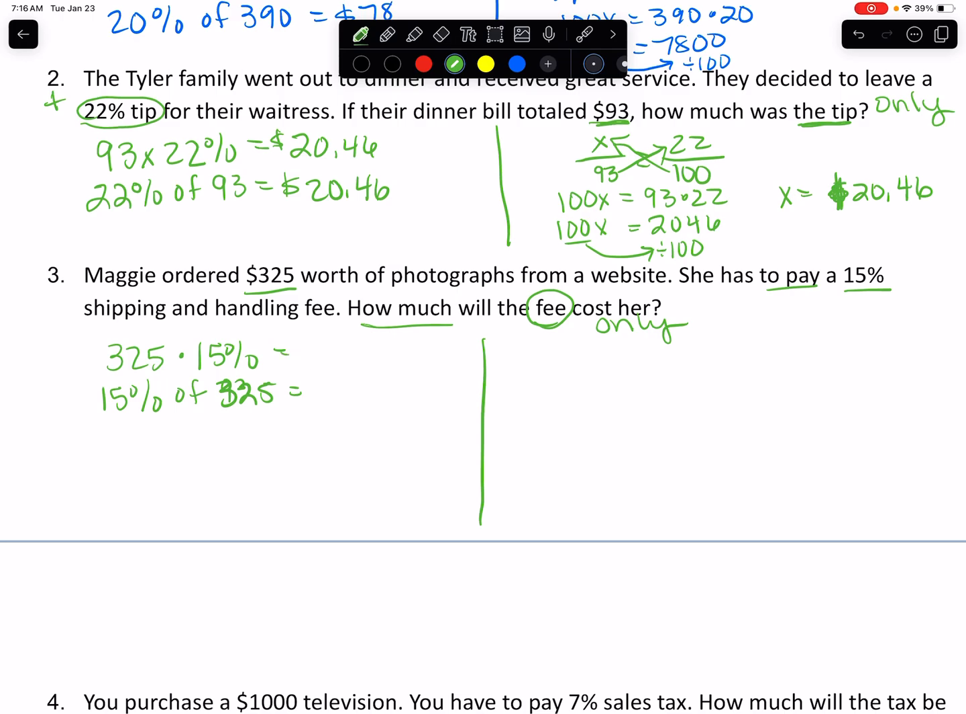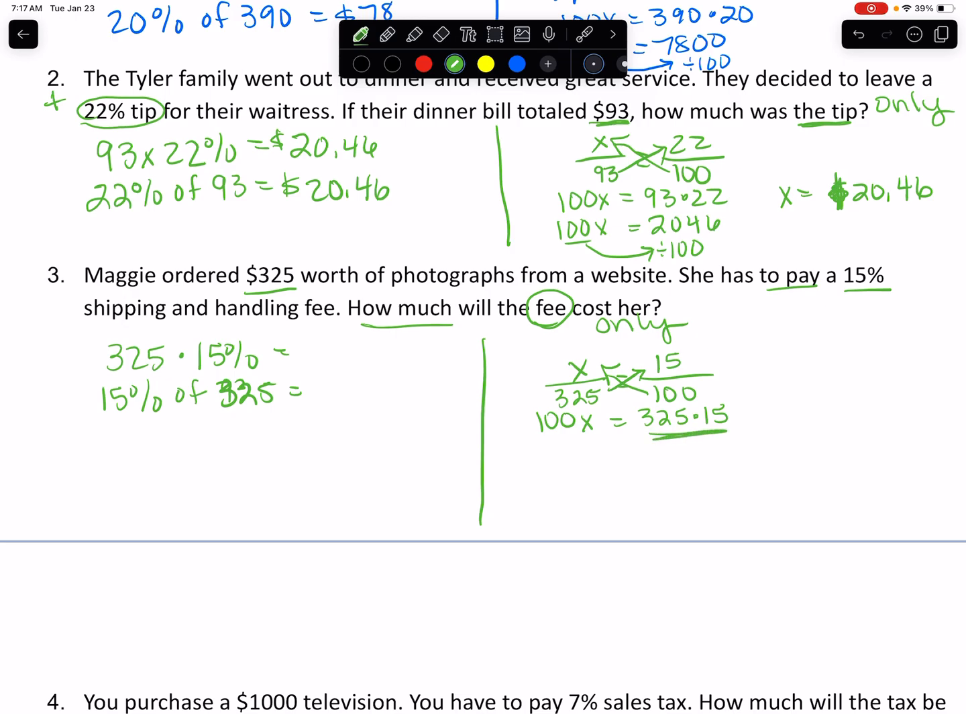If you choose to set it up, which works every single time and practices your algebra skills, you're more than welcome. So my percent is 15%. My total without the fee is 325. Since we're trying to find out the fee, I put the x there. I'm going to cross multiply. So this side is the 100 and the x. This side is the 325 and the 15.